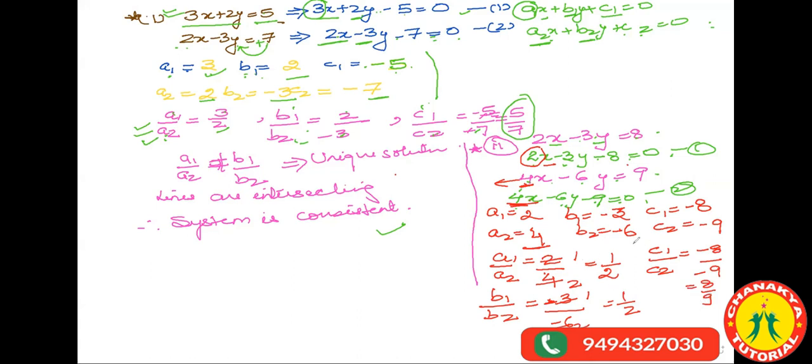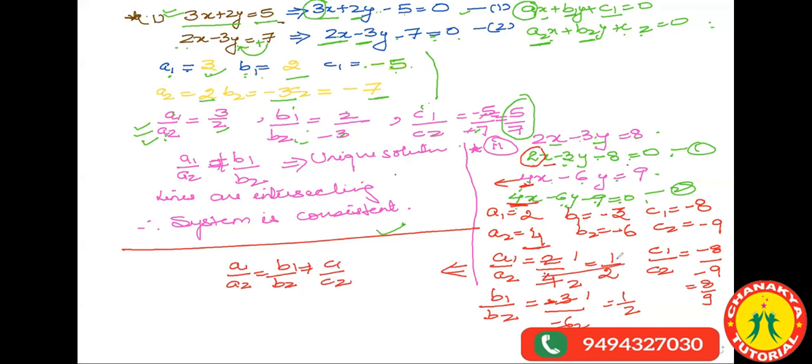So, Siddhishri, just tell me, are they all equal? No, ma'am. So what is equal? Only A1 upon A2 is equal to B1 upon B2, not equal to C1 upon C2. May I write like this, beta? We can write like this. Okay. Good, Siddhishri.